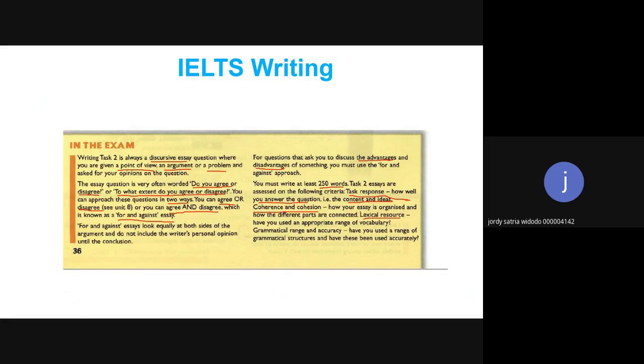Have you used an appropriate range of vocabulary, and then grammatical range and accuracy? Have you used a range of grammatical structures, and have these been used accurately? So you need grammatical structures that are really organized. If your essay has a lot of jumping in and jumping out due to the inappropriate tenses you use, that will reduce your score too. Okay, let's see here.